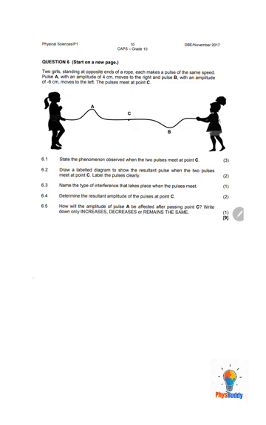Grade 10 superposition of pulses from the November 2017 examination. Two girls standing at opposite ends of a rope each make a pulse of the same speed. Pulse A with an amplitude of 4 centimeters moves to the right.